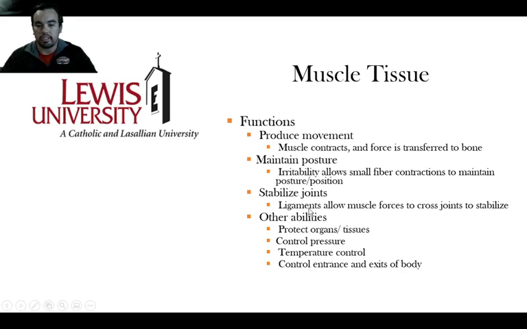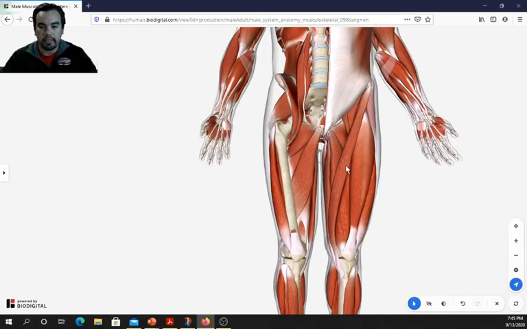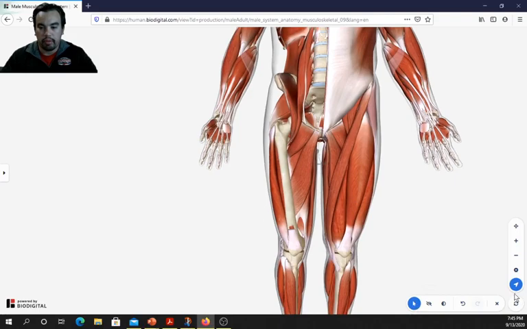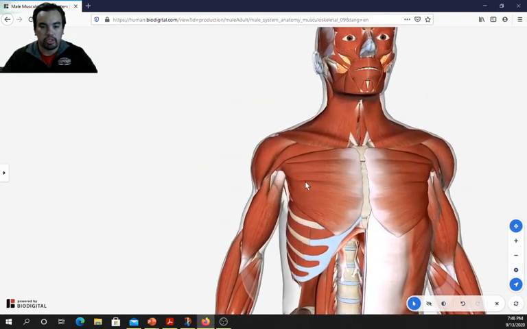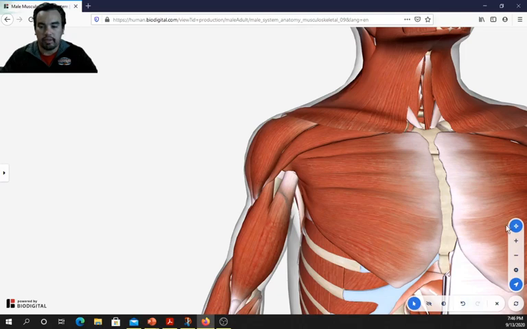Another thing that it does is really stabilizes joints. Ligaments allow for forces to cross the joints and stabilize them. So one great example of that is if we move from here and we move up to the shoulder, right? So we look at the shoulder here and it's very stable, right? And why is that? Because of all this muscle tissue.